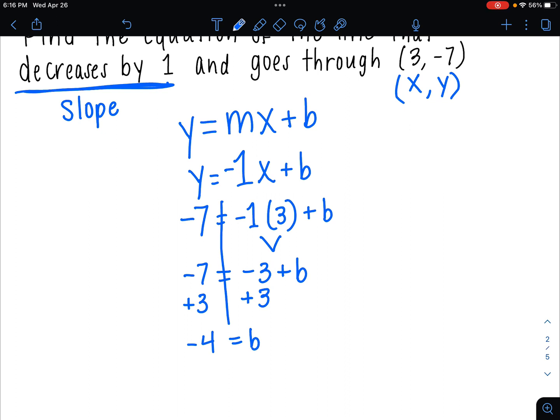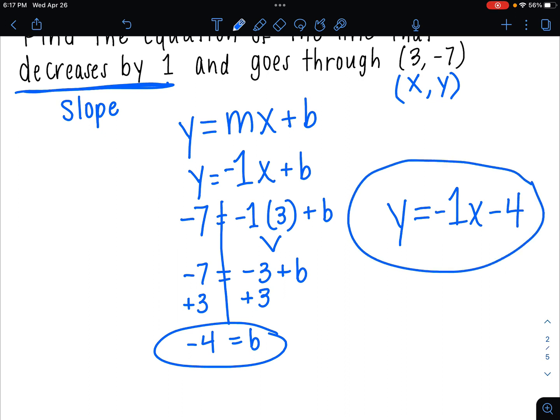So I know my slope and I know my y-intercept. My y-intercept is -4. So my equation is y equals -1x minus 4. So those are a few examples of how you can use a couple different pieces of information like points on the line, the slope and a point, or even the y-intercept and a point to find and write the equation of that linear relationship.